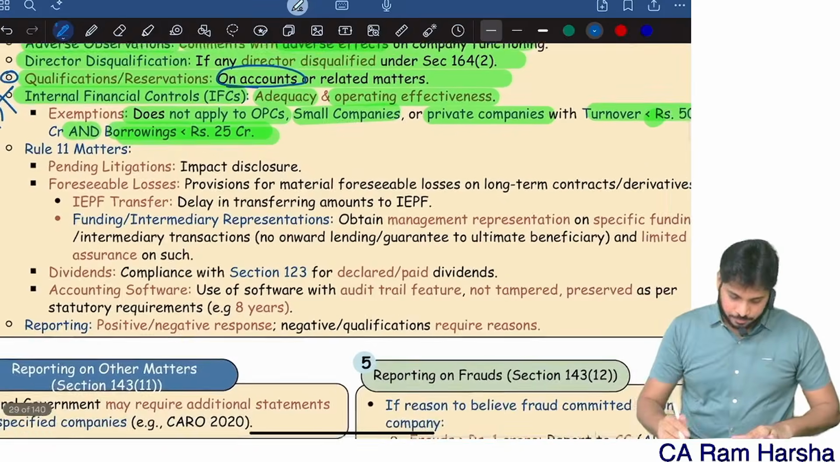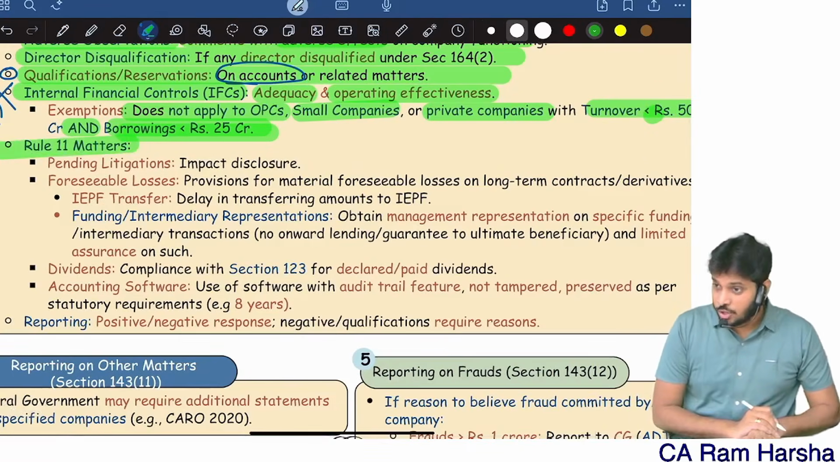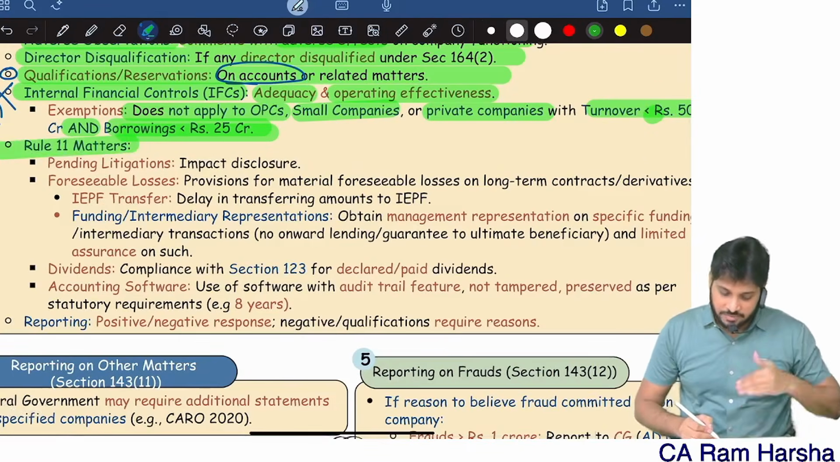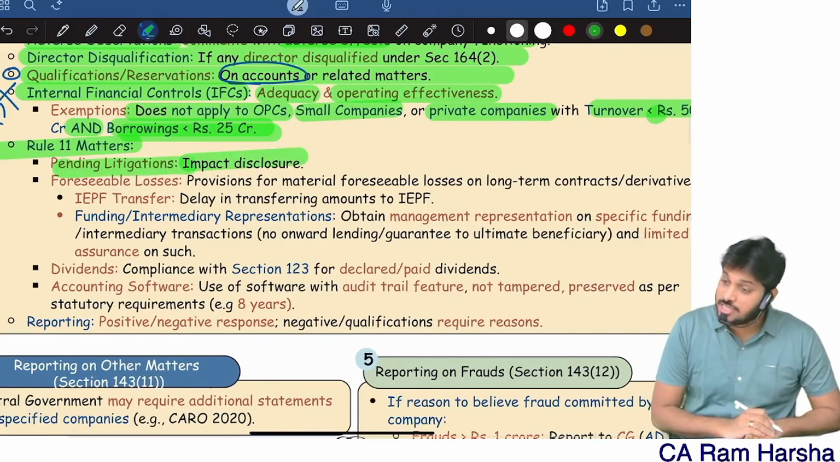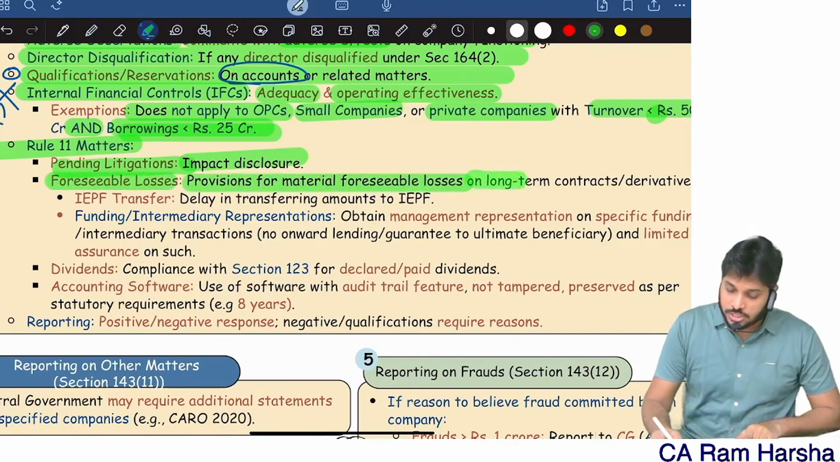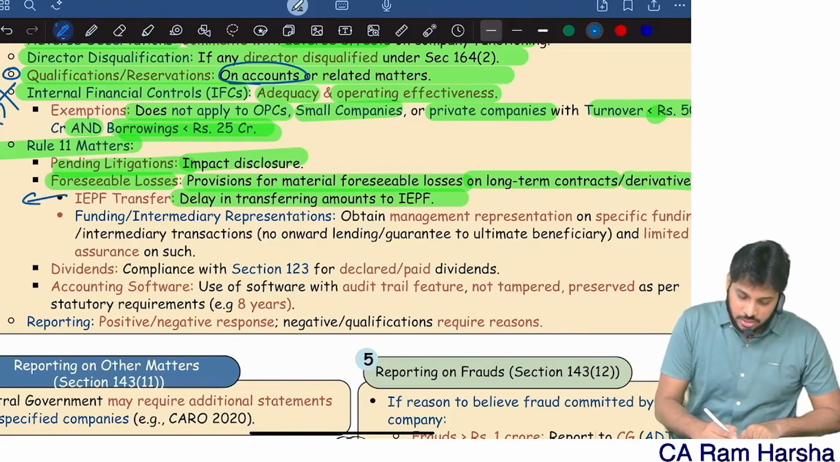Yes or no? And any other matter. Rule number 11 identifies different varieties of matter. Did the financial statement disclose impact of pending litigation? Did the financial statements recognize all the provisions for foreseeable losses, long-term contracts, derivative contracts? Is there any delay in transferring amounts to IEPF? Actually, these are main points.